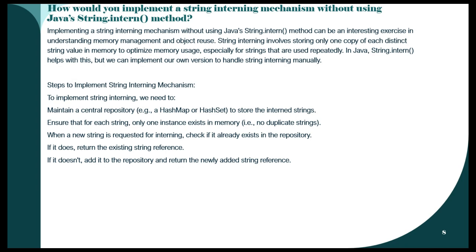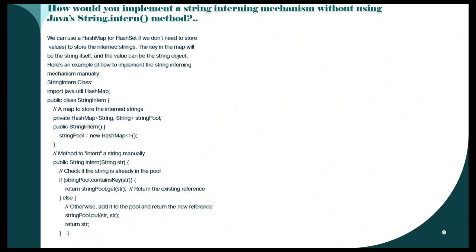Now how do we do that? First, we have to implement the string intern. So what we do is maintain a central repository, where we can use a hash map or hash set to store the interned strings. Now we have to ensure that each string has only one instance in memory, that is, no duplicates. Now when a new string is requested for interning, you have to check if it already exists in that particular repository or not. If it does exist, then you return the existing string reference, or else it is going to create and add it, and then return the new string reference. That's how we can implement it.